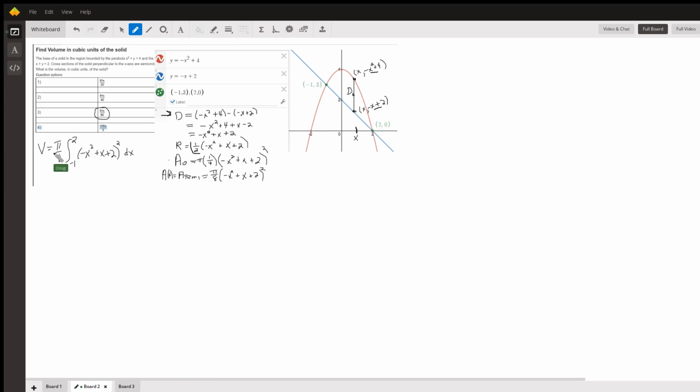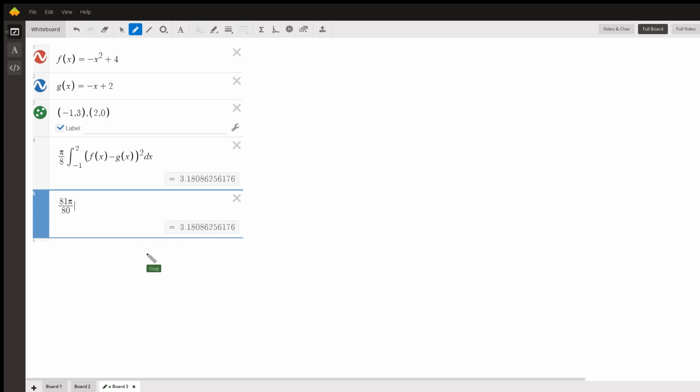And we want to integrate from negative 1 over to 2 along the x-axis. We've got all these cross-sections coming here. So there's the formula. Manually, if you're going to evaluate this, it's pretty tedious. We've got to square this trinomial, then take the antiderivative of that term by term, and then evaluate from negative 1 to 2. And you have to be very careful when you evaluate it. And I'm not going to do that here, but I believe the answer is 81 pi over 80, and here's sort of proof of that.